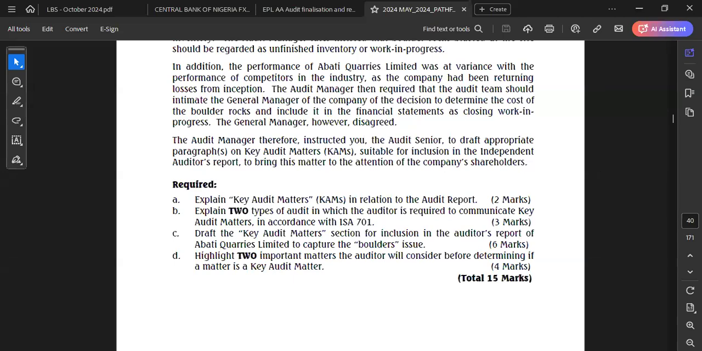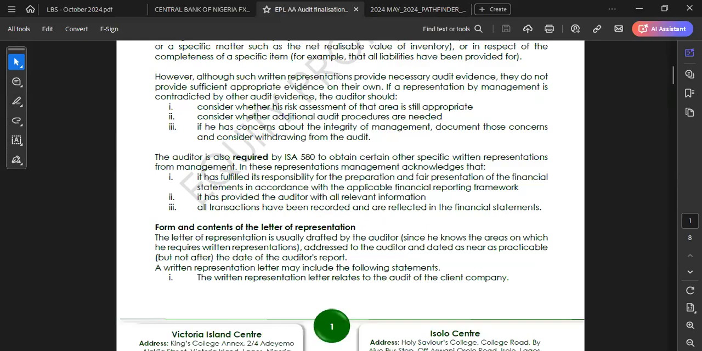If you look at this, the first one is saying explain key audit matters in relation to the audit report. What we've discussed is that key audit matters are areas where the auditor feels there are significant risks or risks of material misstatement. So we are looking at those 2 points, and the key audit matter is part of the audit report. It can be in an unmodified or unqualified report. The 2 types of audit in which the auditor is required to communicate key audit matters are according to ISA 701, which is your key audit matters. So what are the 2 types of audit? It's still more like the risk we're talking about. What type of audit will warrant key audit matters?